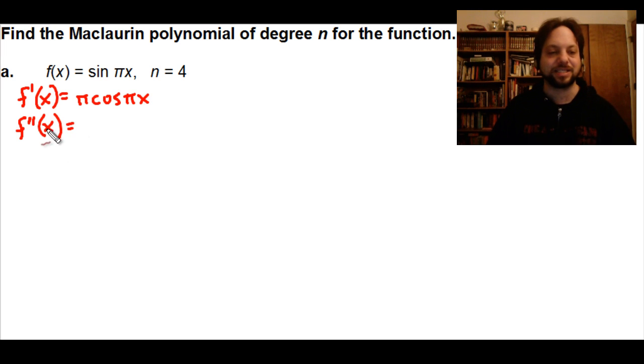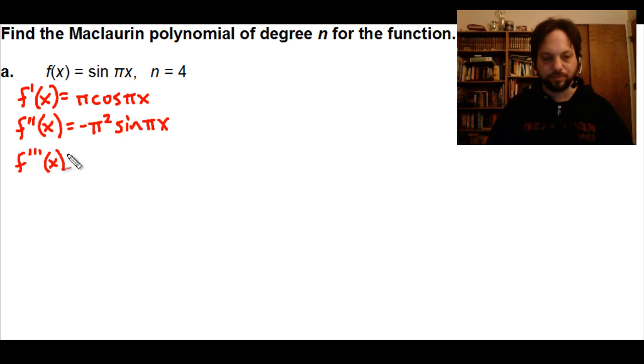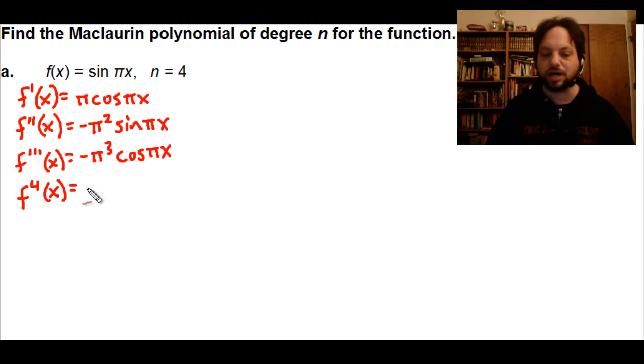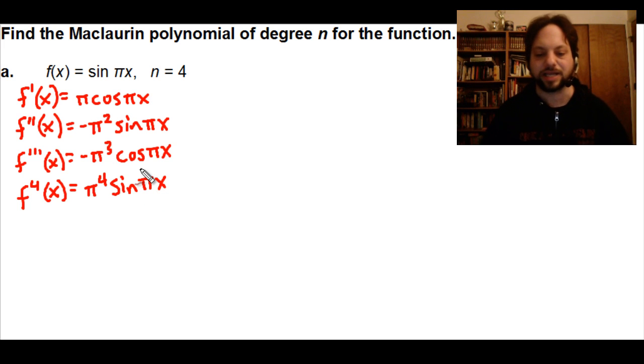So my second derivative of this, if you work on this yourself, you'll get negative pi squared sine pi x. And let me just go on here. My third derivative, and it's going to get rather repetitive, and this does sometimes get kind of tedious, but it never should be very difficult. And that's my third. If I do my fourth derivative, and this is as far as I'm going to go because we want a fourth degree approximation, the fourth derivative will be pi to the fourth sine pi x.